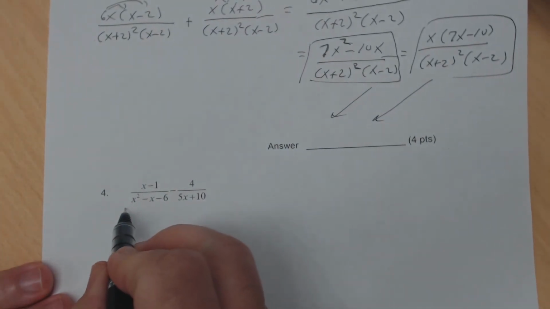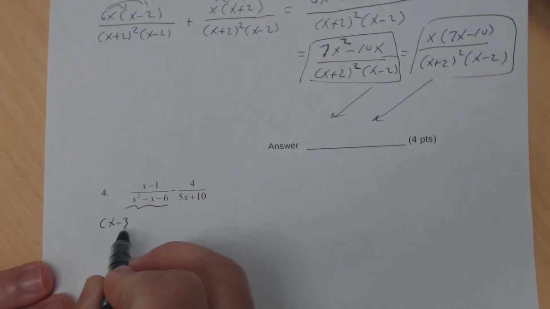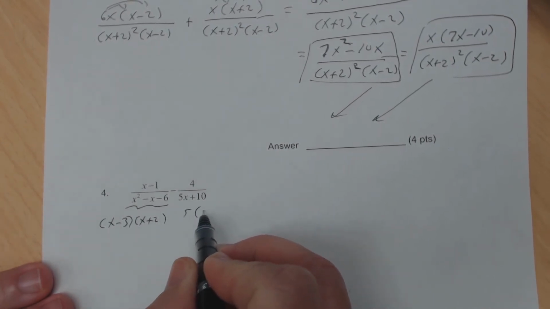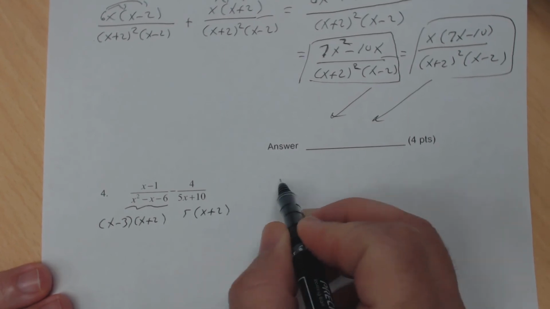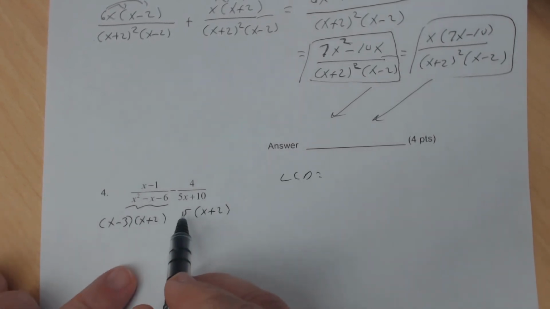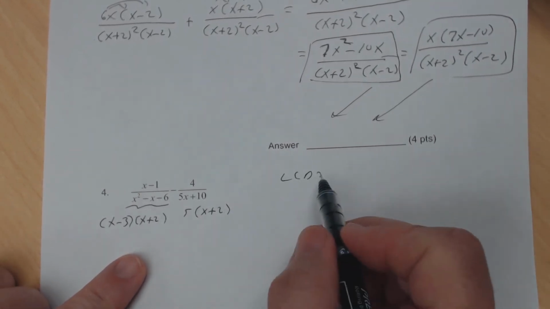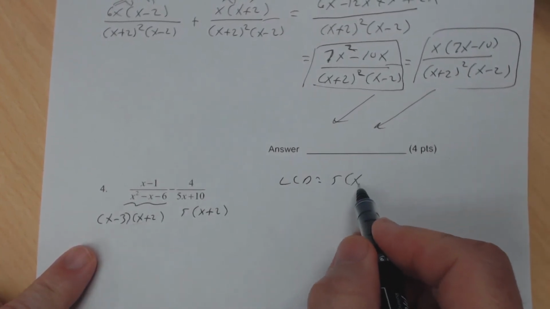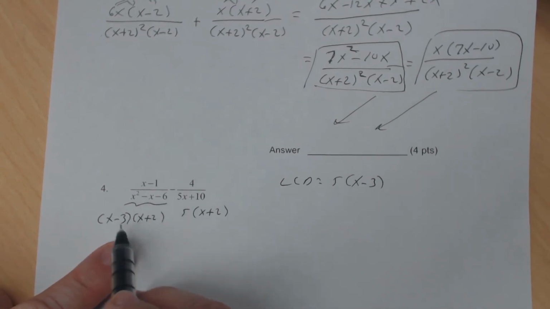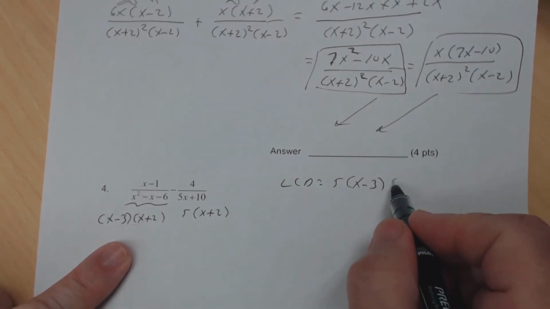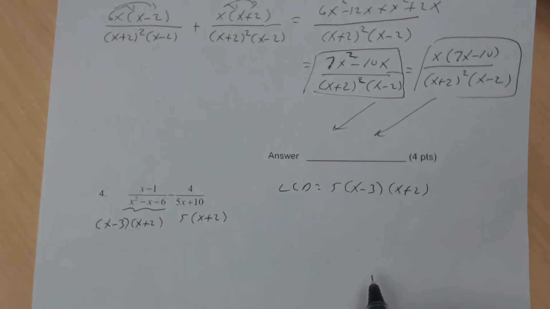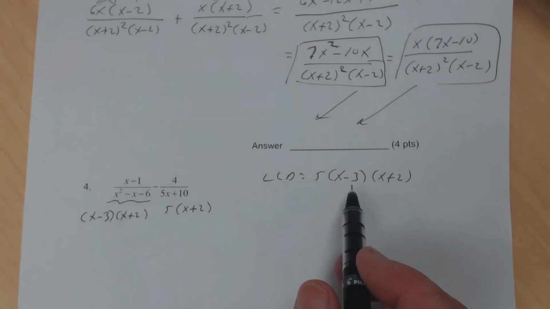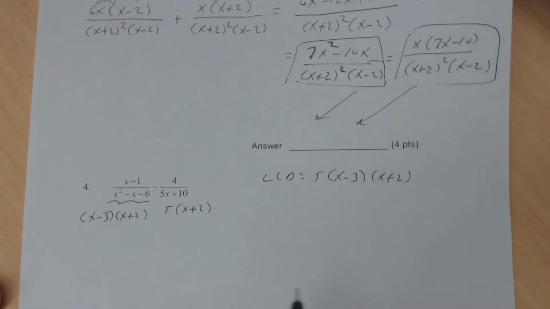Okay, over here, factor your denominator. That's going to be x minus 3 times x plus 2. Here, that's going to be 5 times x plus 2. So your LCD would be, okay, in terms of your monomial factors, that's going to be 5. I have an x minus 3, one factor here, none here, so I need a factor of x minus 3. I have an x plus 2 here, an x plus 2 here, but I just need one of them. So there's your LCD. So your LCD is 5 times x minus 3 times x plus 2.